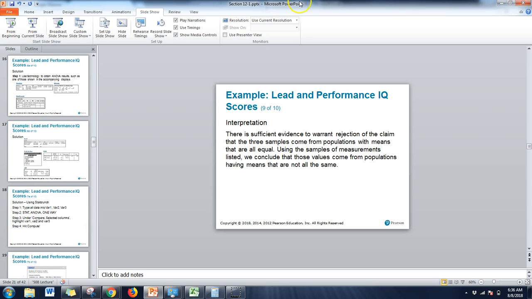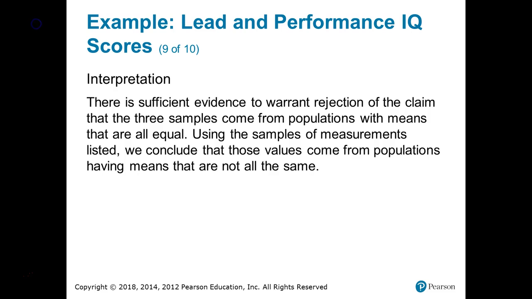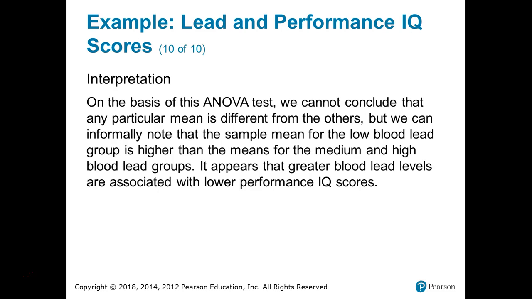Okay, making this back to a single screen, and let's review that from the current slide. So to interpret that, we cannot conclude that any particular mean is different from the others, but we can informally note that the sample mean for a low blood lead group is higher than the mean for the others.